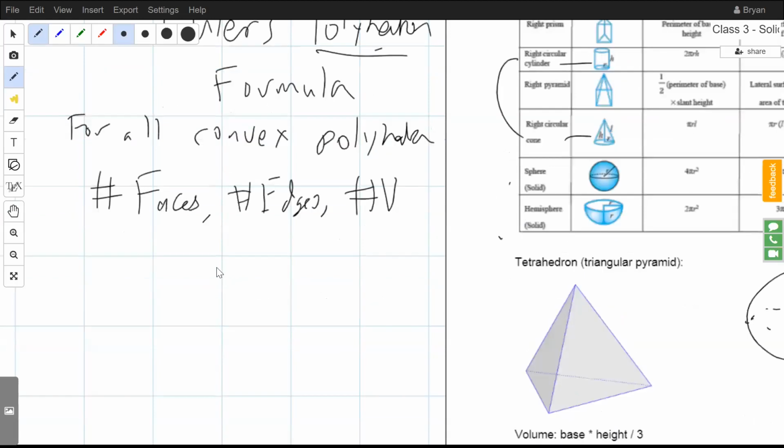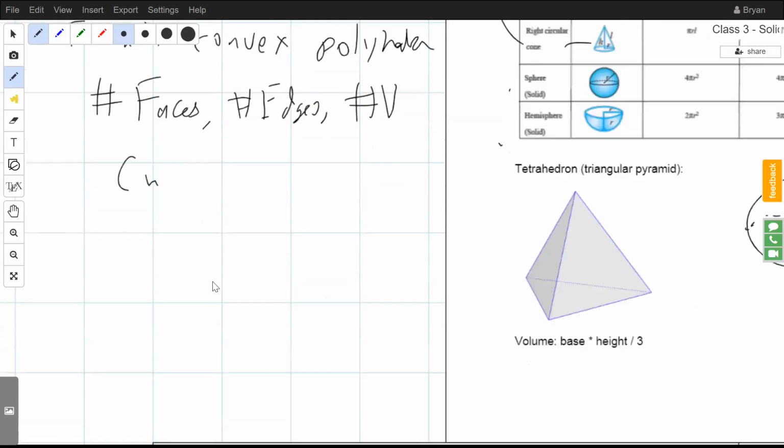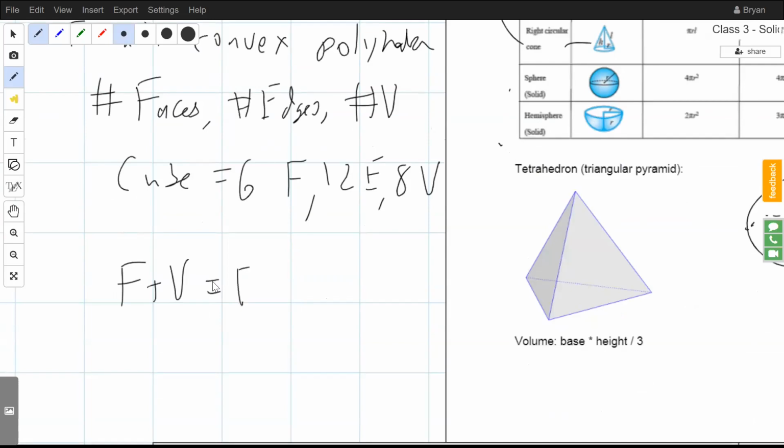We can take a cube, for example. A cube has 6 faces, 12 edges, and 8 vertices. I forgot to write the formula. The formula is basically faces plus vertices equals edges plus 2. This will work for all convex polyhedra.